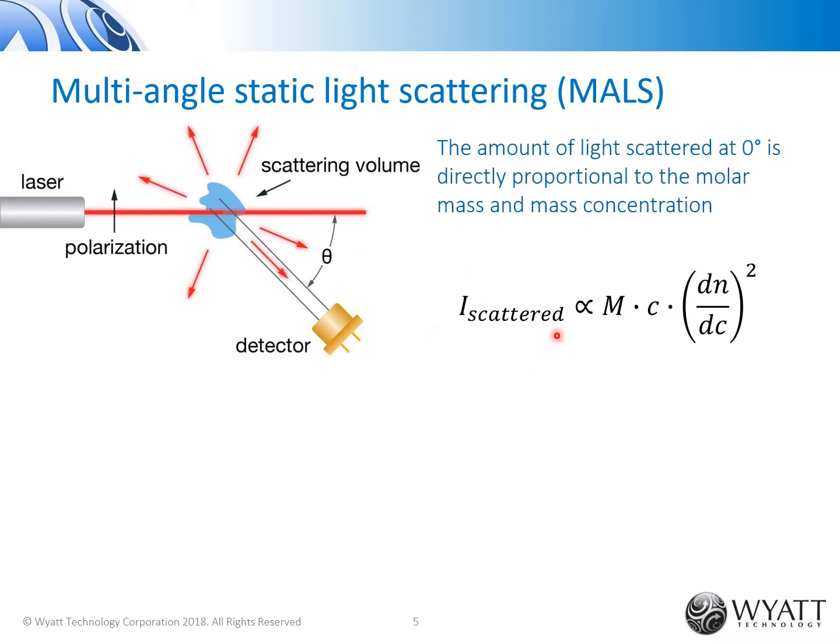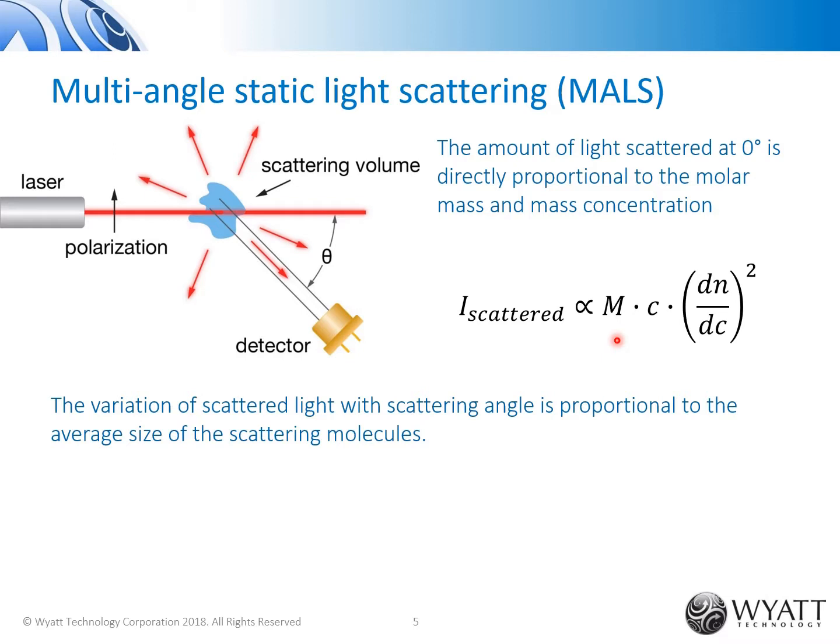The intensity of that scattered light is proportional to the molar mass, the concentration, and the refractive index increment, or dn/dc. So if you know or can measure the concentration of your molecules, you know their dn/dc, and you measure the light scattering intensity, you can directly calculate the molar mass of those molecules in solution. This is a first principles measurement, and it doesn't require any assumptions about the shape or the density of the molecule, and it doesn't require any molar mass standards.